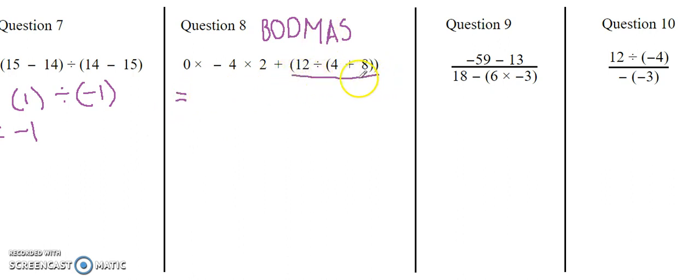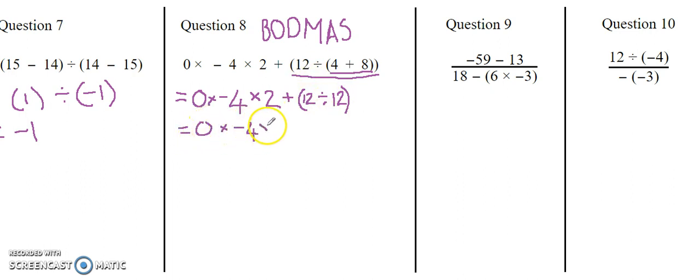So I'm going to start with my brackets, and of course I've got brackets within the brackets, so I'm going to start there. Everything else I leave the same for now. So I'll just rewrite that and write the 12 divided by, and what's 4 plus 8? Well, that's 12. Oh, that's so nice, isn't it? 12 divided by 12 is 1, which is great, because it does make it easier for us. Plus 1.